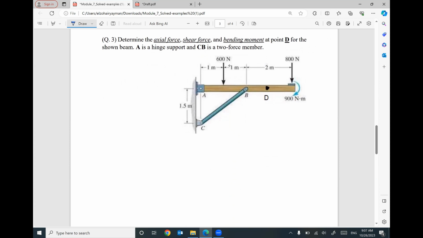We have a new idea in this problem, which is very important. Let's see. We are looking for the same also. We are looking for the internal forces, axial force capital N, shear force capital V, bending moment capital M, at point D. We can figure out the internal forces in this problem without reaction, but we need to calculate reactions to cover this new idea. We are given A is a hinge.